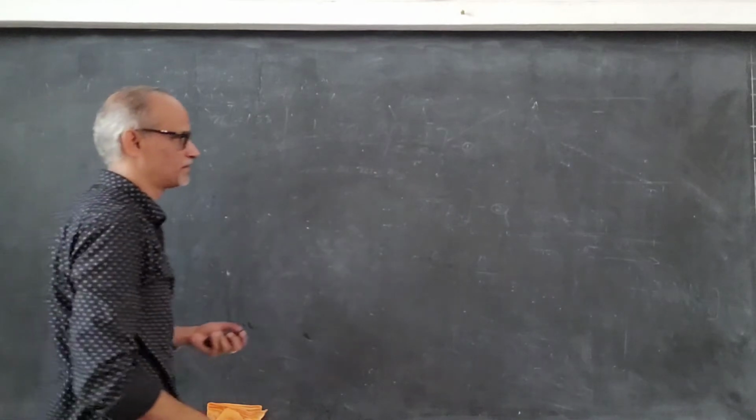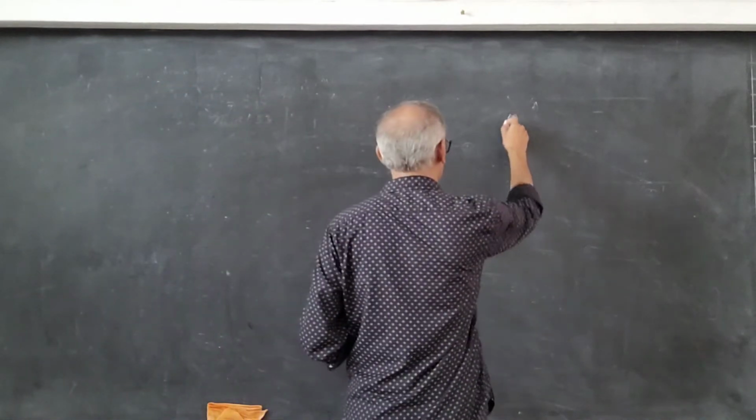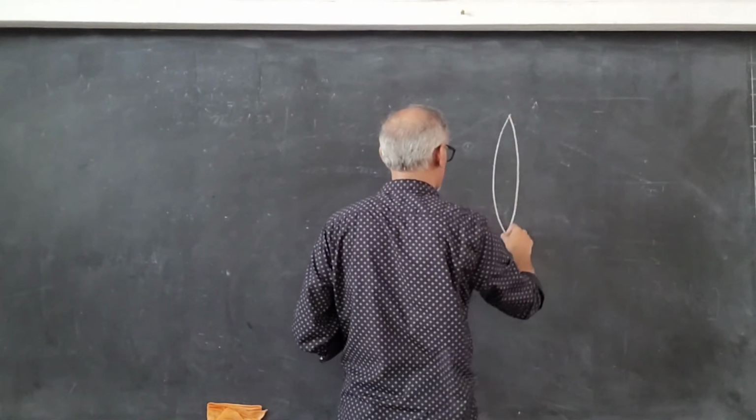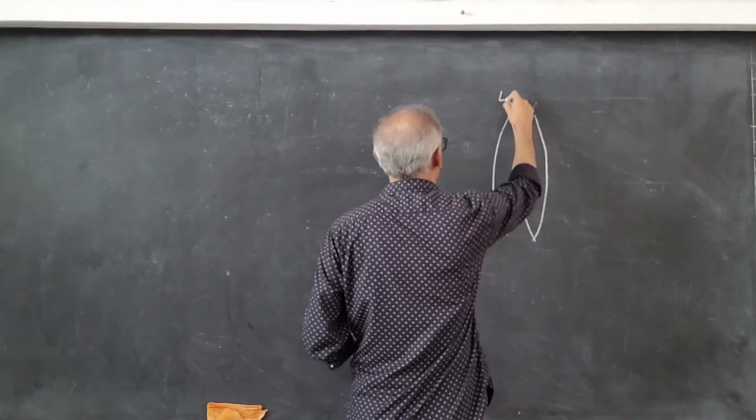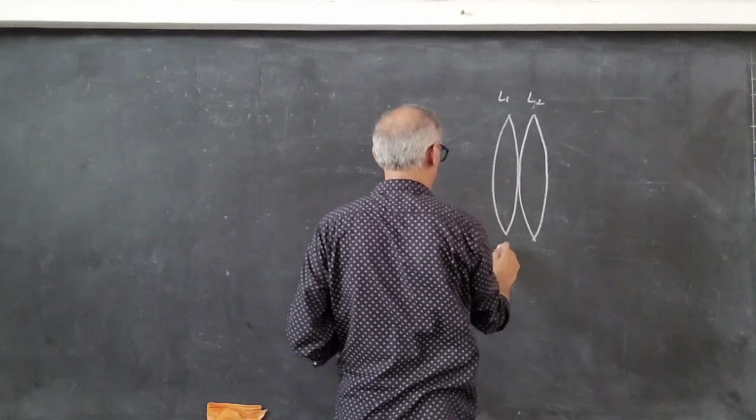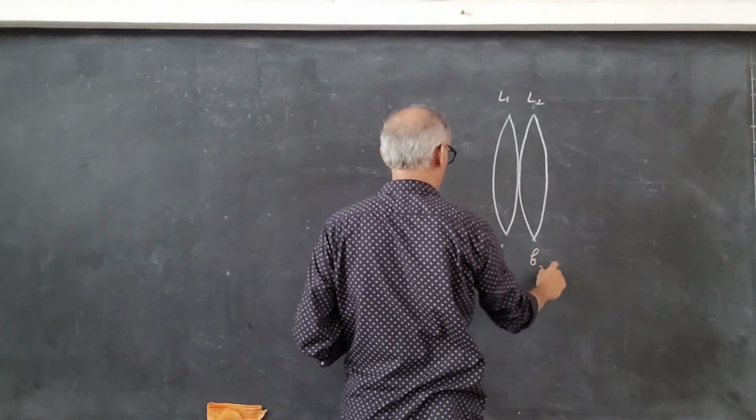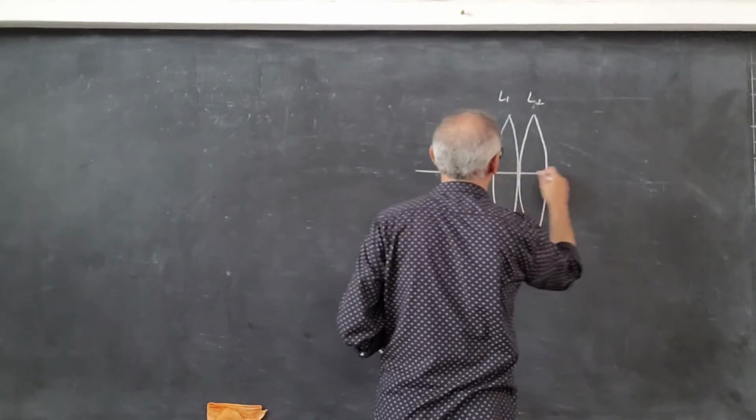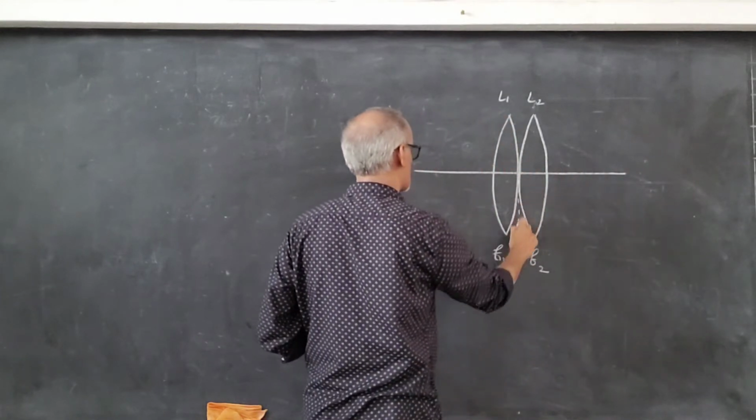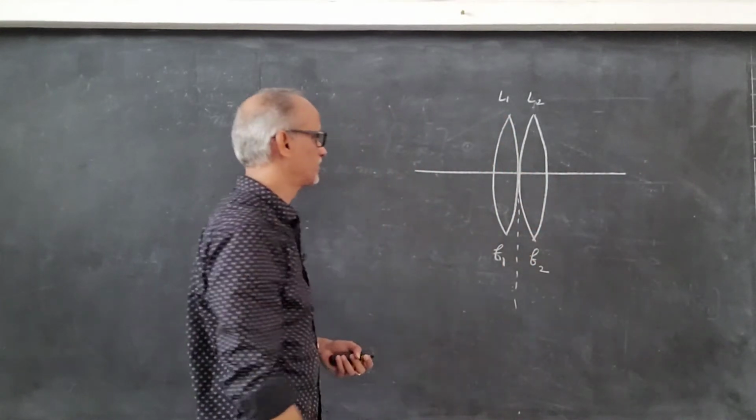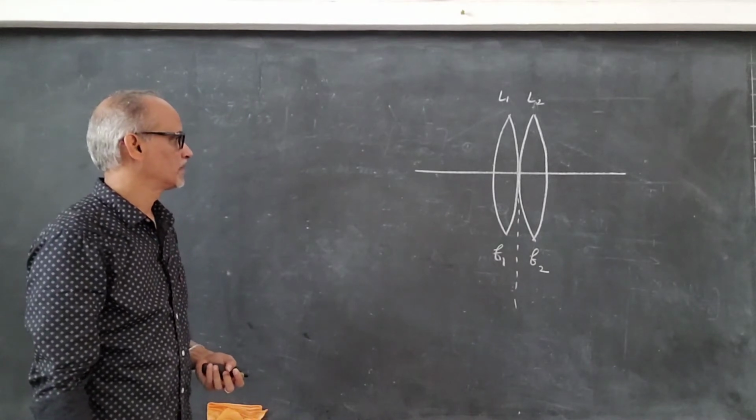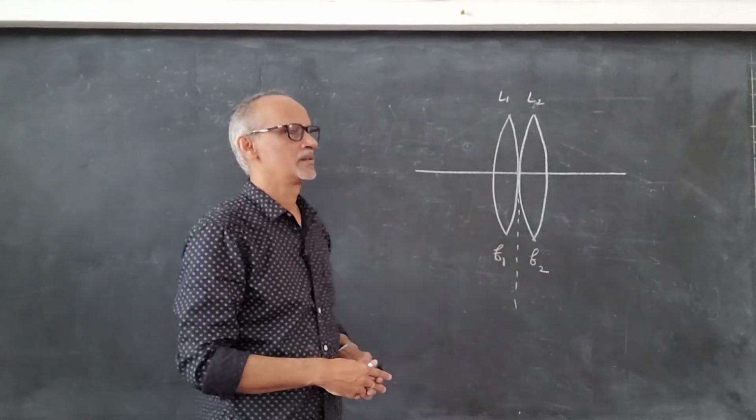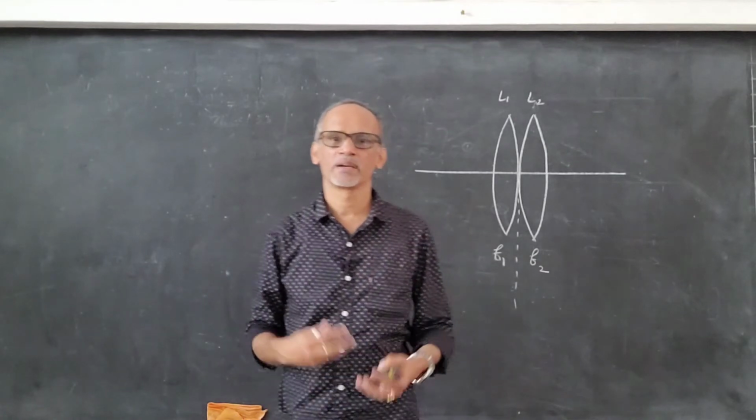And for the combination purpose, I am going to consider 2 thin lenses. So, this is lens 1, this is lens 2, having focal length f1 and focal length f2. This is the common principal axis, and all the distances are measured from the point of contact of the lenses.